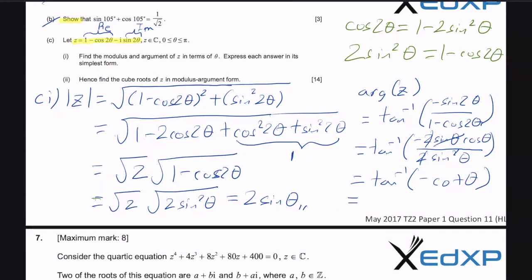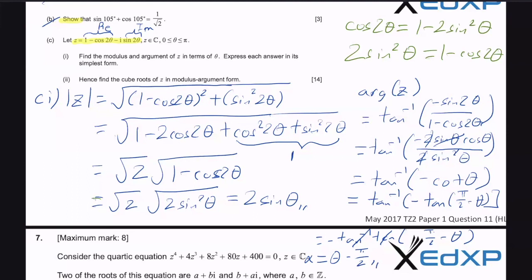So the next step will be to simplify. Arctangent of minus cotangent theta is actually tangent of pi over 2 minus theta. You can use a right angled triangle to see this. Then we can take out the negative. So arctangent, tangent cancels out, and we are left with pi over 2 minus theta. So alpha will be equal to theta minus pi over 2.